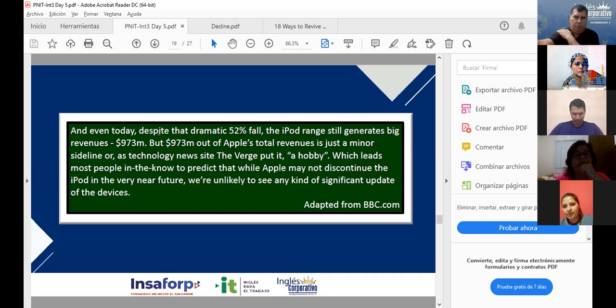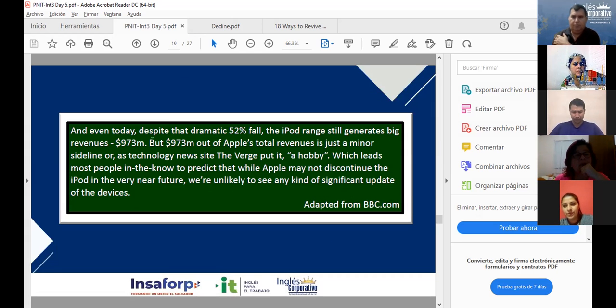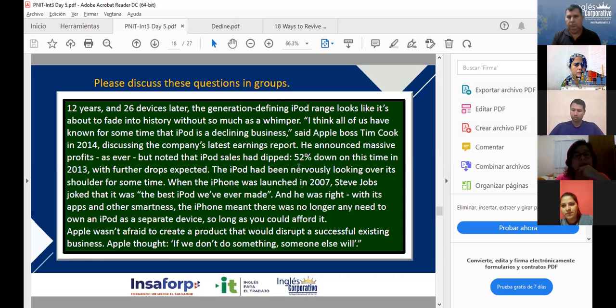And even today, despite the dramatic decline, the iPod range still generates big revenues. Okay. Why will the company discontinue the iPod? No. The iPod range still generates big revenues.